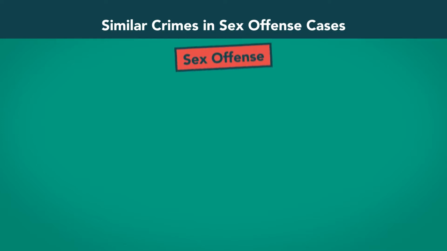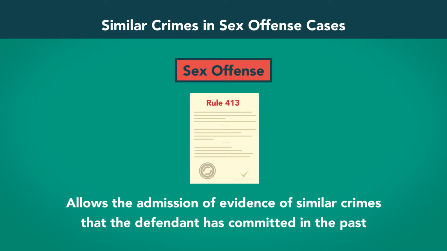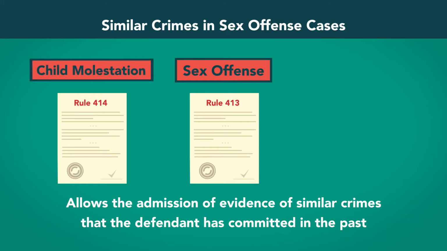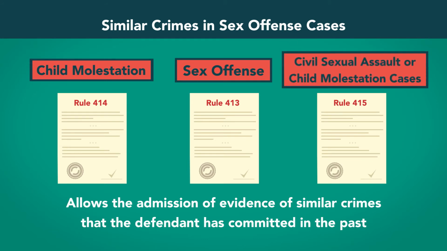In a prosecution for a sex offense, Federal Rule 413 allows the admission of evidence of similar crimes that the defendant has committed in the past. Rule 414 allows the same in criminal child molestation cases. Rule 415 allows the introduction of any prior sex offense evidence in civil sexual assault or child molestation cases.